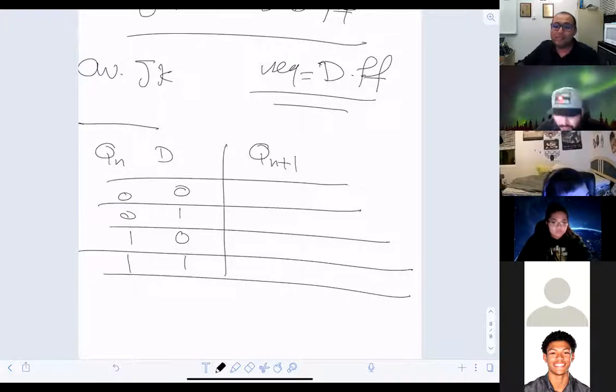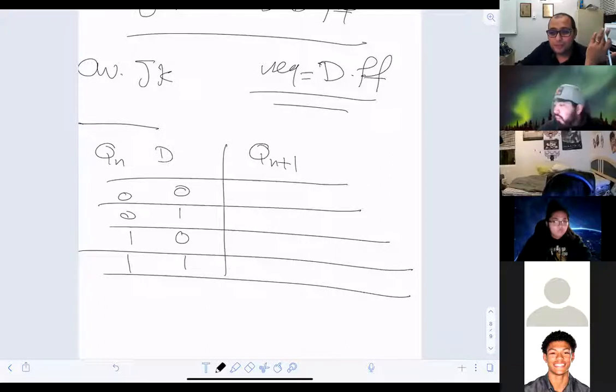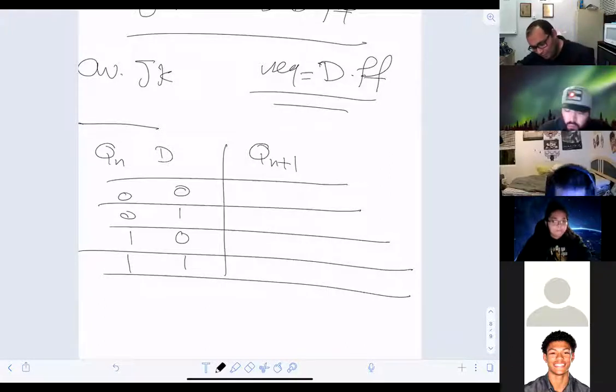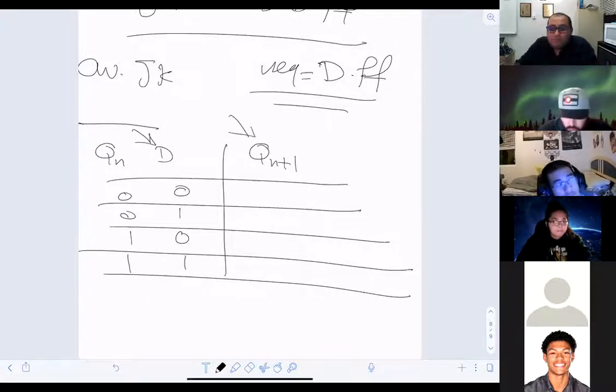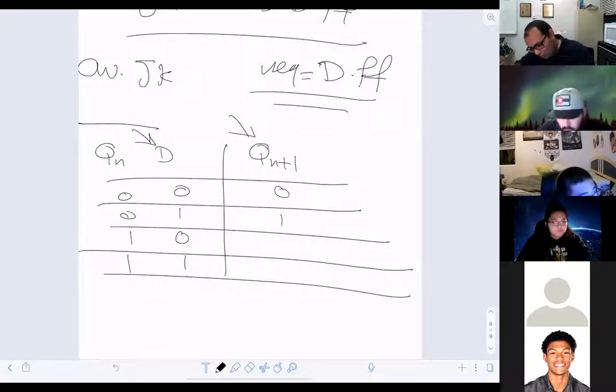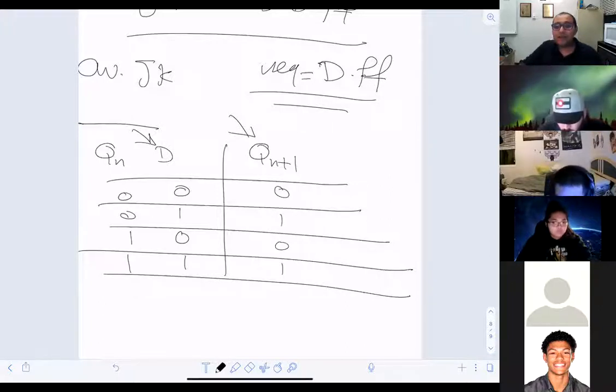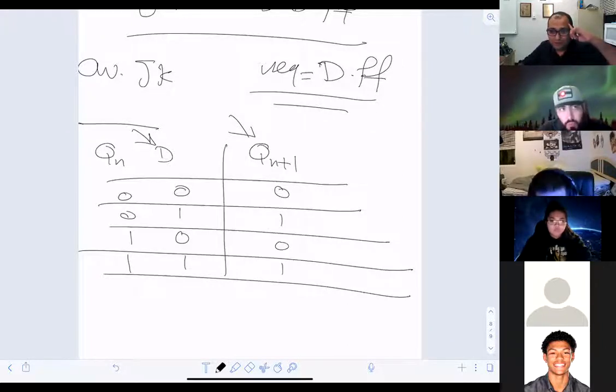So basically, we said the D flip-flop, as I remember, is pushing the input to the output, right? So what does it mean? That means the D is going to be Qn, right? So I can just put it 0, 1, 0, 1. Yay, we finished the characteristic table, right? So far so good, right?